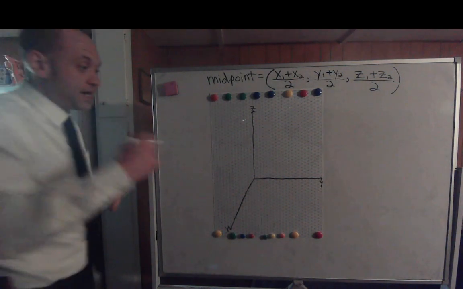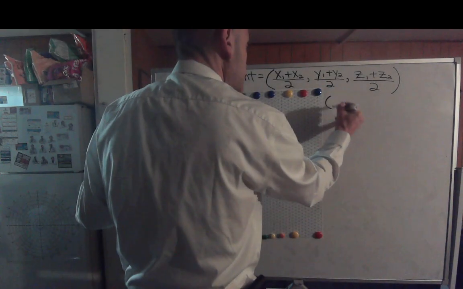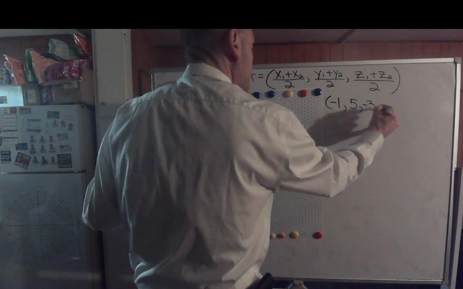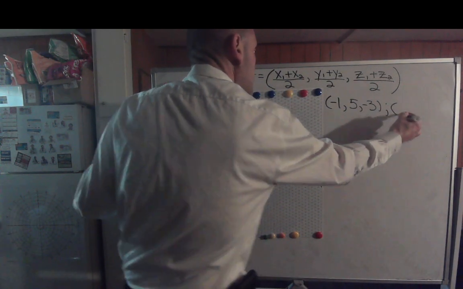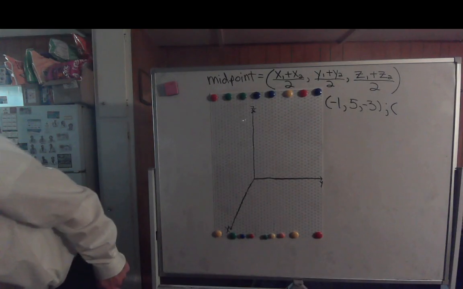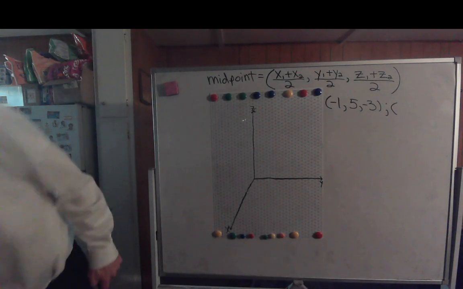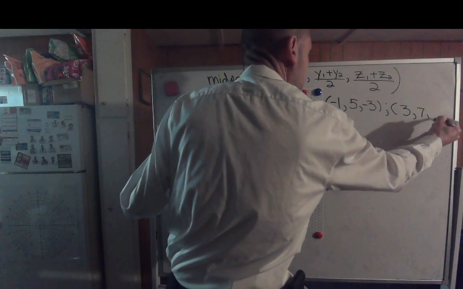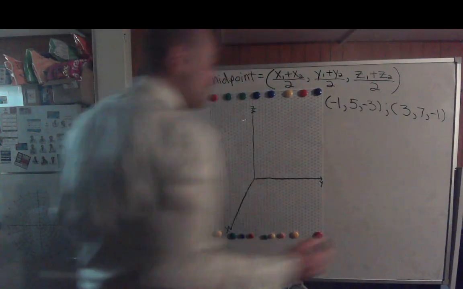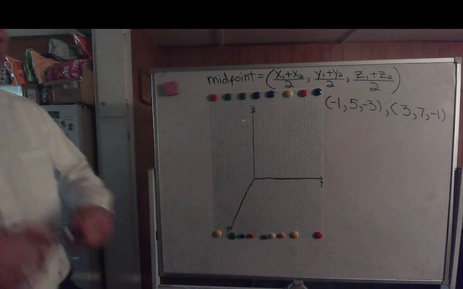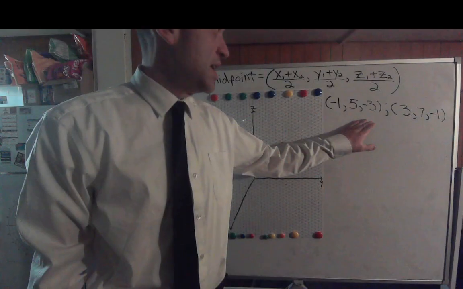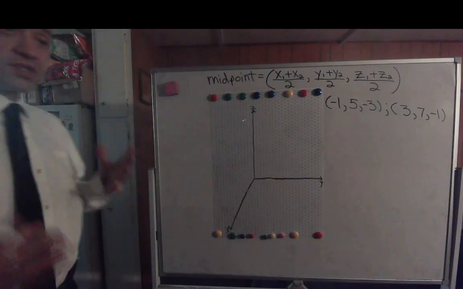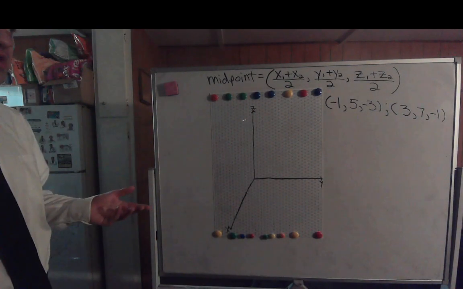Alright, so we have negative 1, 5, negative 3, and then we also have 3, 7, and negative 1. So we have the two ordered triples, negative 1, 5, negative 3, and then 3, 7, negative 1. First, let me plot these to show you what this is going to look like.